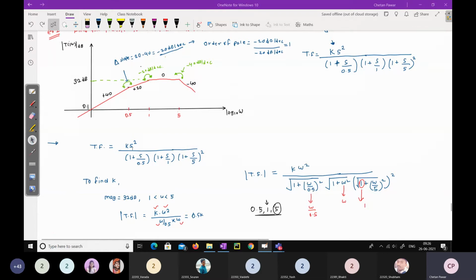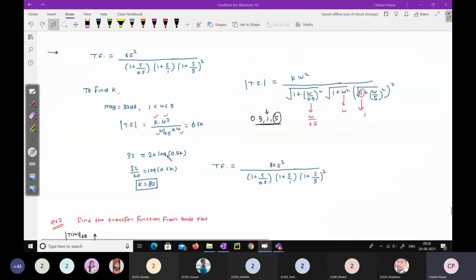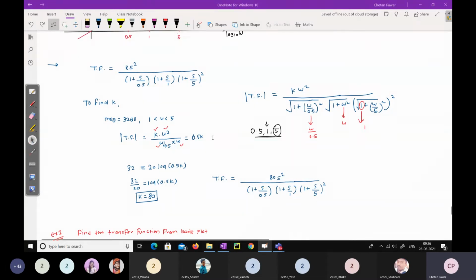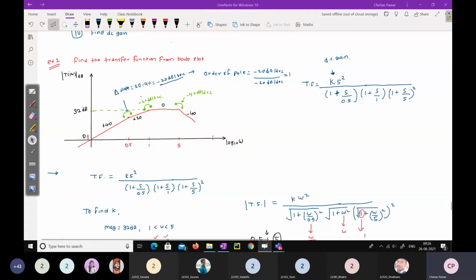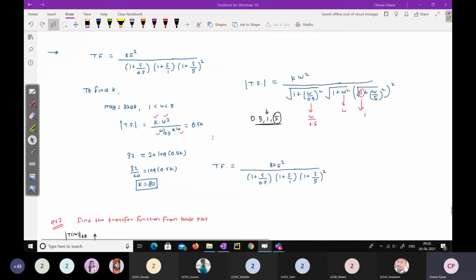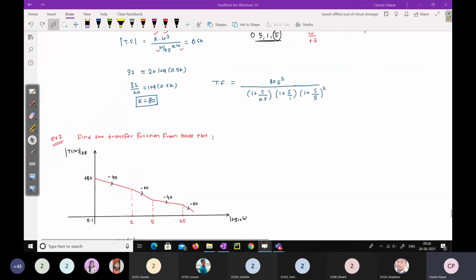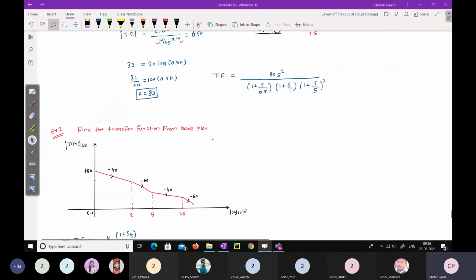After that, we know that at omega equal to 1, the magnitude is 32 dB. So we converted this into dB and calculated the value of k. This is a simple method. If you haven't got a clear idea about how to find the transfer function from a Bode plot, we will consider the second example.